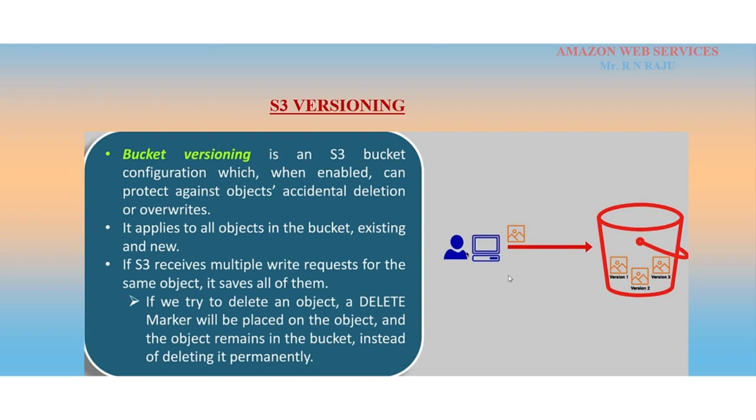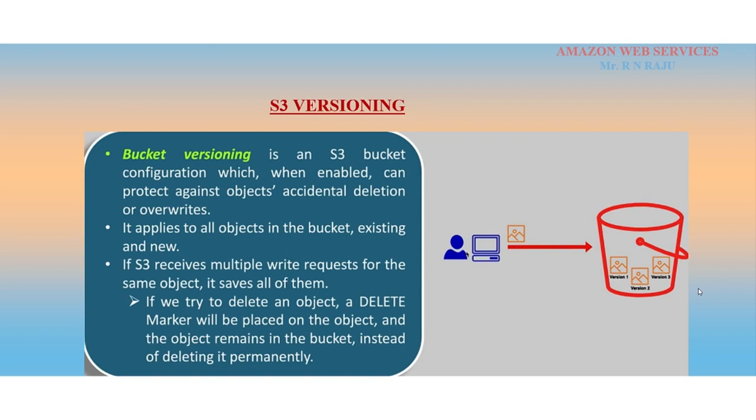For example, the user uploads a file with the name test in the bucket cloud AWS data. That file contains some information, but when you try to upload a file with the same name and different content, the existing file already in the bucket is overwritten. The existing file will be overwritten.